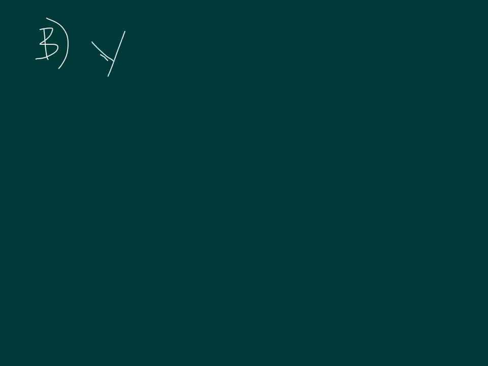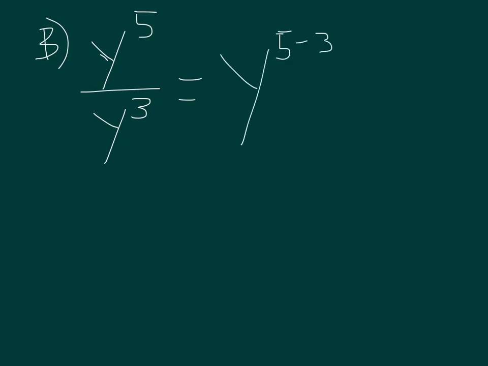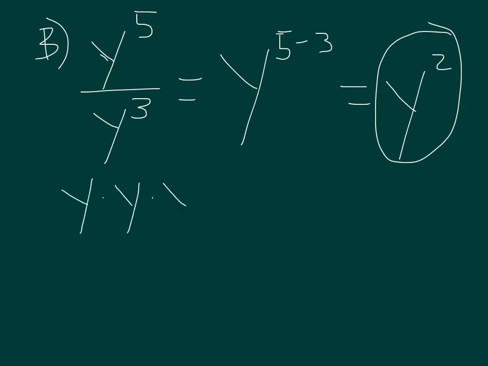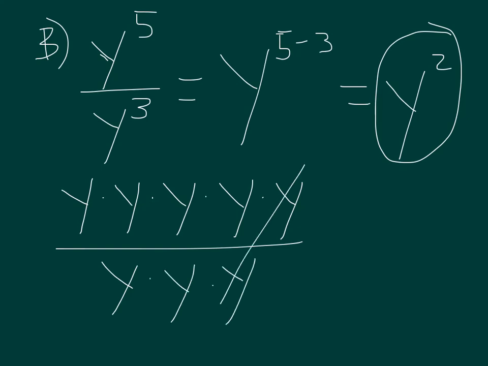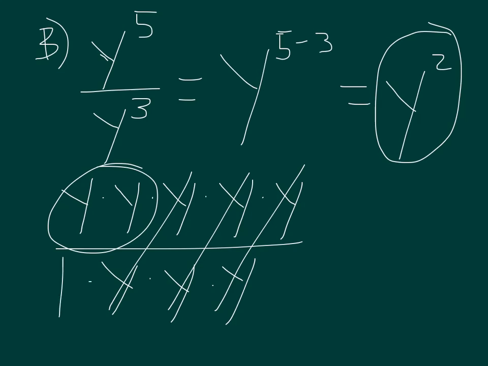B says y to the 5th over y to the 3rd. So the shortcut is y to the 5 minus 3. Anytime we're dividing, the exponents get subtracted. So that's y to the 2nd power. And then again, you can write this as 5 y's on top, 3 y's on the bottom, so that leaves 2 y's on top, and you'd still be over 1. That's example 3b. Let's go to example 4.